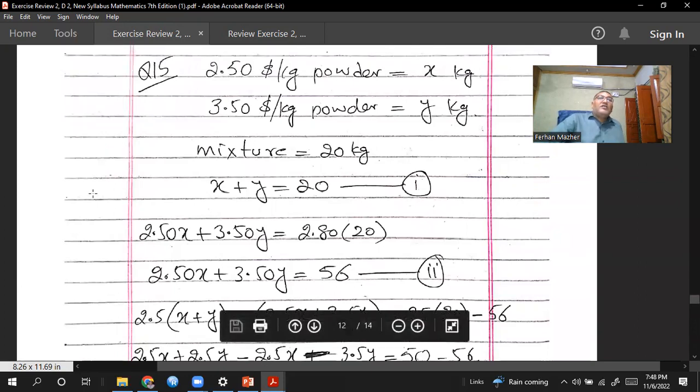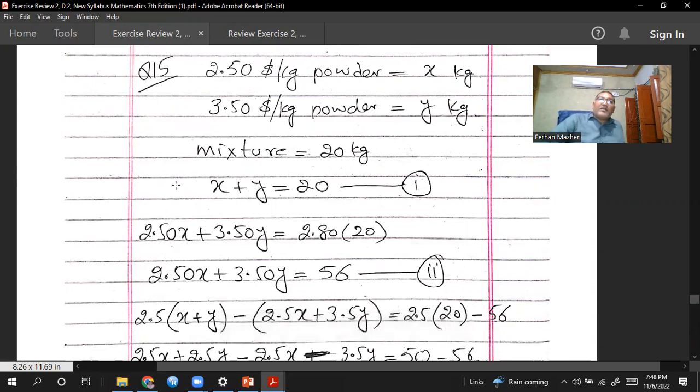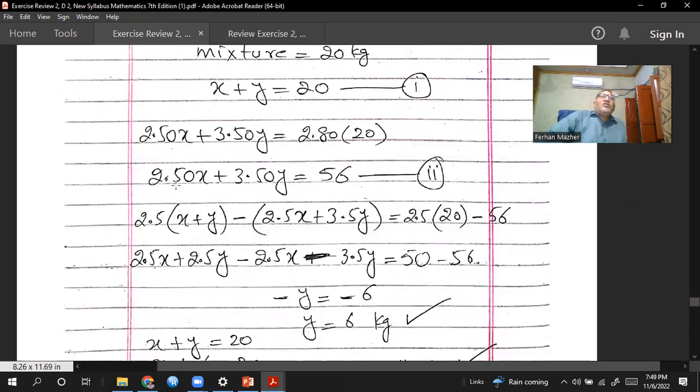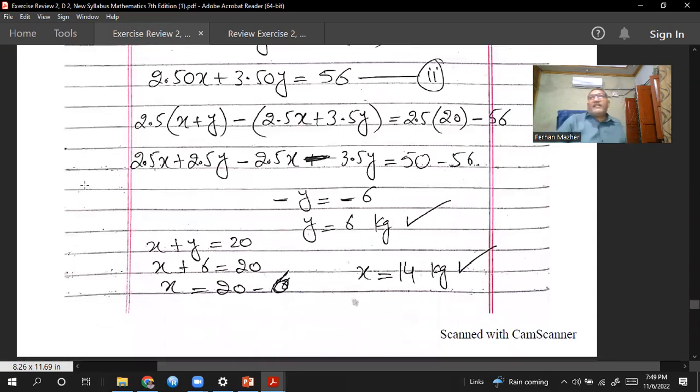This is the first equation, and this is the second equation. You can multiply the first equation by 2.5 and then subtract the second equation from it, and you will eliminate x and find the value of y automatically. So 2.5(x plus y) minus (2.5x plus 3.5y) equals 2.5 into 20 minus 56. So 2.5x plus 2.5y minus 2.5x minus 3.5y equals 50 minus 56. So you will have minus y equals minus 6, the minus signs cancel. So y is equal to 6 kg.